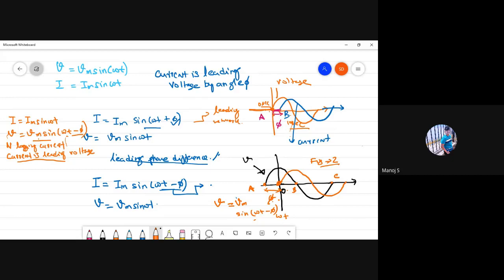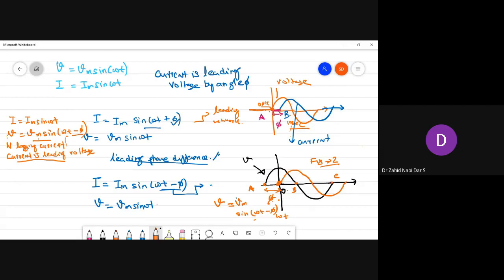Please explain in English, sir. Okay, sorry. So this is I equal to Im sin omega t, V equal to Vm sin omega t minus phi. As you see in this network, I is equal to Im sin omega t plus phi.